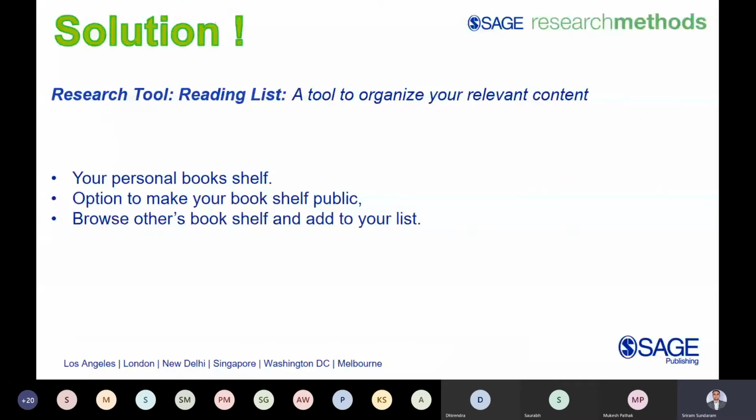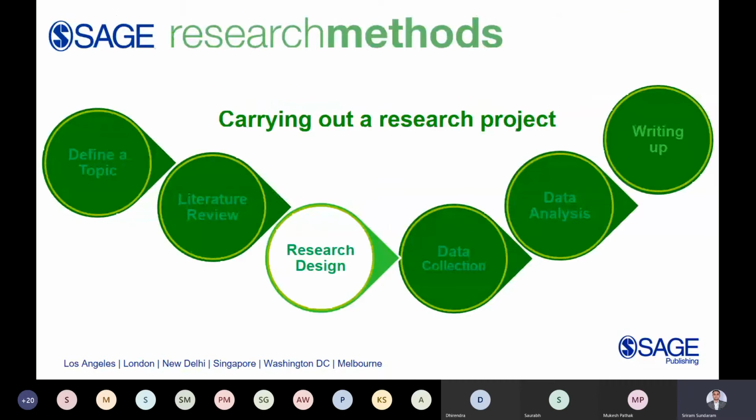Primarily, it is a bookshelf. You can accumulate your content into the bookshelf, you can share that with your students, and you can also browse others' bookshelves based on their name or the methodology for which they have created the bookshelf. So that's how the platform offers a solution for two things: one, accumulating content; second, citing content and maintaining a bibliographic record. So the next topic is research design.